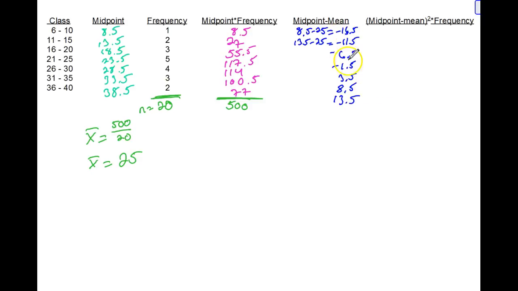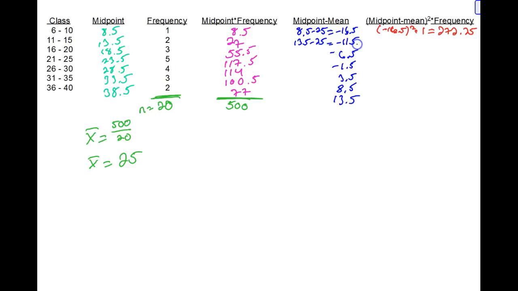Now I'm going to square this value and then multiply it by its frequency. So I'm going to take negative 16.5, square it, and then multiply it by 1. And that's going to give me 272.25. Notice I'm not doing any rounding in this column. I don't want to do any rounding, period, until my very, very last step whenever I'm computing these things.